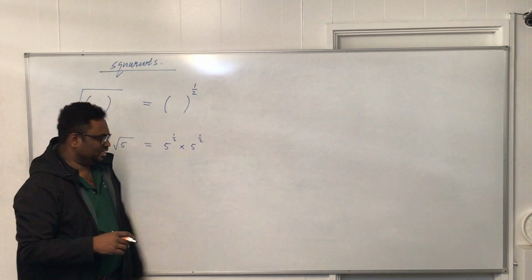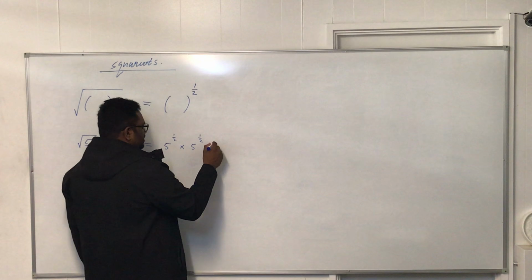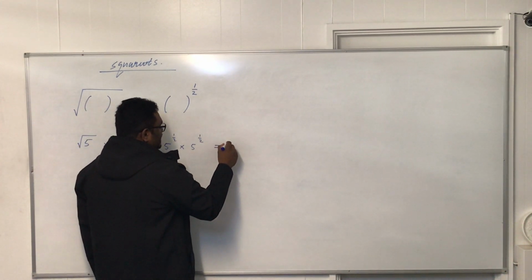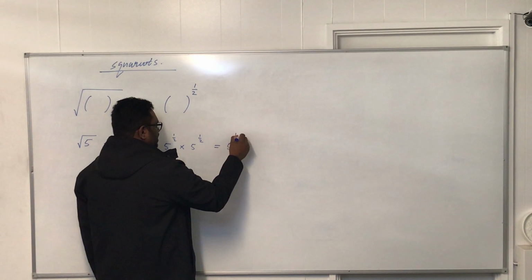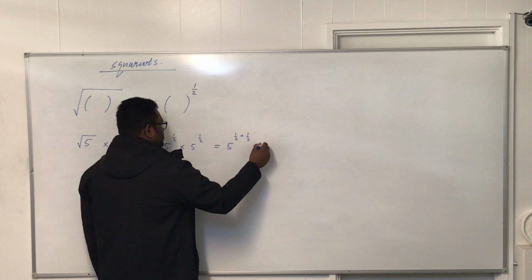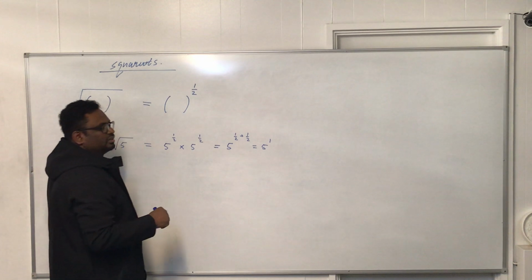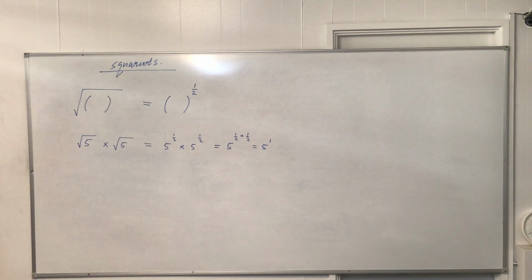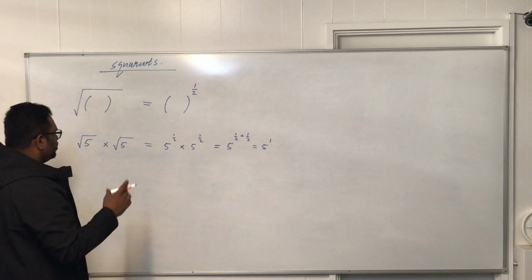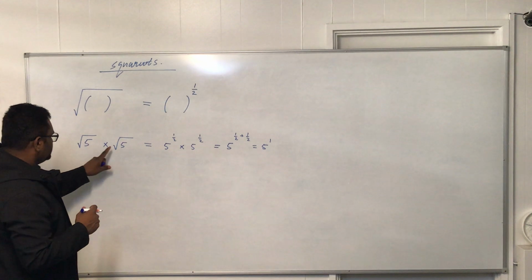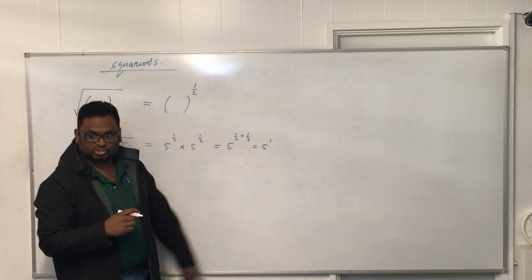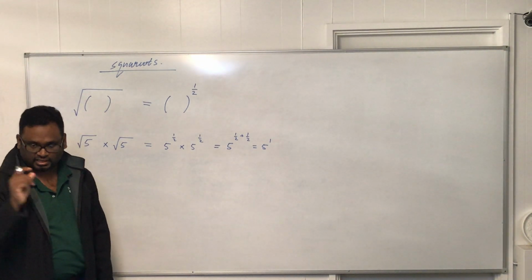Index rules. So bases are equal. So if they are multiplying, the indexes are additive. You remember that law? Half plus half. Additive. So it's going to be 5 to the 1. Now, if you know this, you understand an important thing: square root 5 times square root 5 is 5, end of the day. Right? So you can extend this idea in this way.